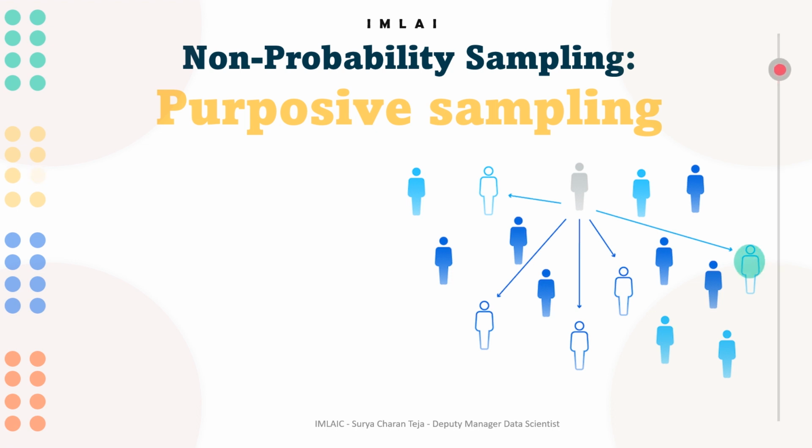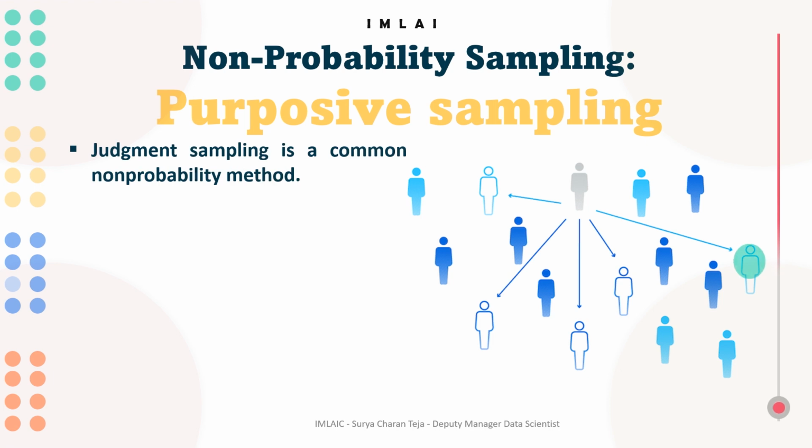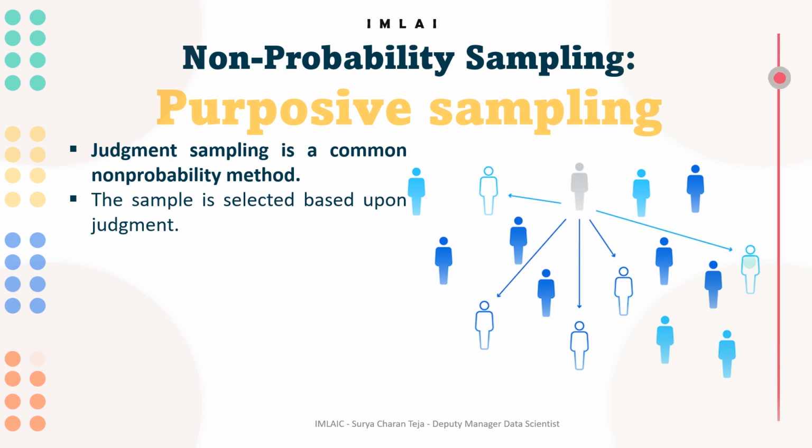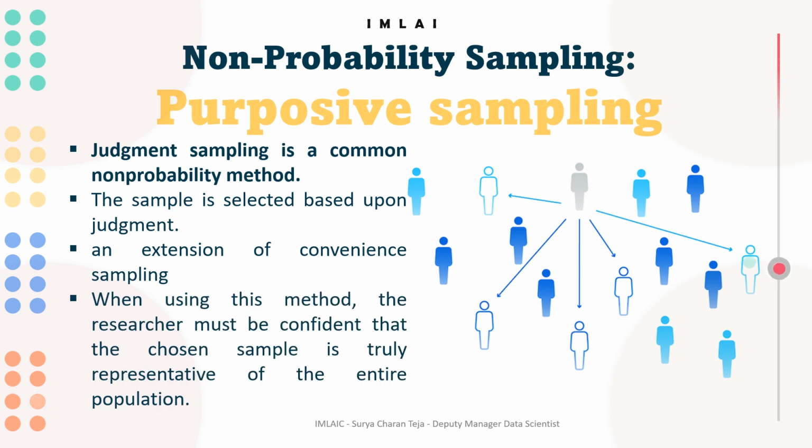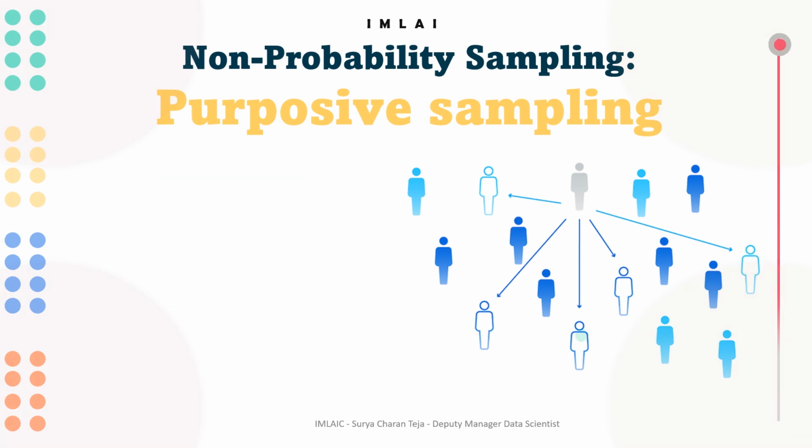Purposive sampling is useful when the researcher wants to study a specific group or phenomenon and needs to identify individuals who have relevant knowledge, experience, or characteristics. Judgment sampling or purposive sampling is a common non-probability method. The sample is selected based upon the judgment and is an extension of convenience sampling. When using this method, the researcher must be confident that the chosen sample is truly representative of the entire population.